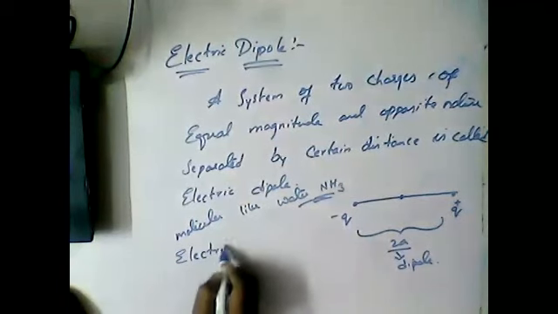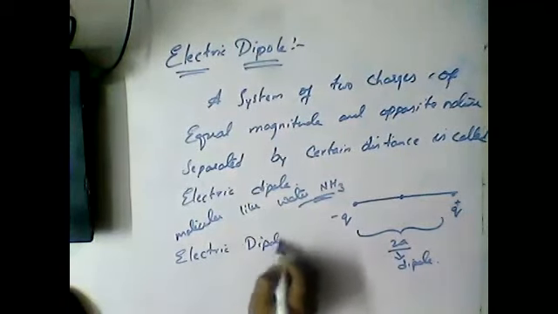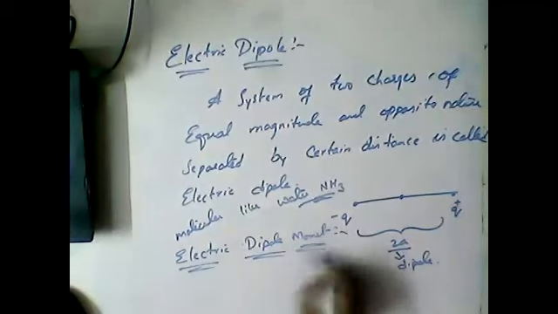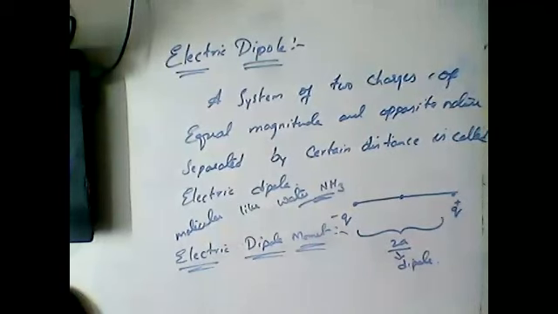Now coming to the next one, electric dipole moment. What do you mean by the word moment generally? Moment of a force is nothing but force into perpendicular distance, is it right? Similarly here, electric dipole moment will be represented as P bar. P bar is equal to Q into 2A bar.